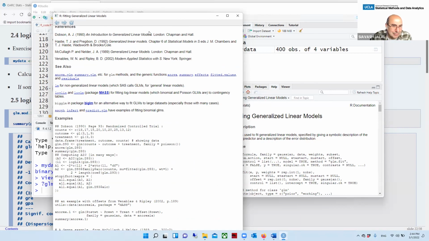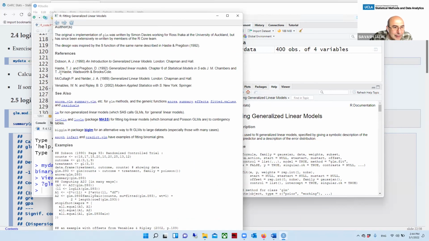There are these two people, and this one especially is one of the co-authors of, I think, the very first paper on generalized linear models.